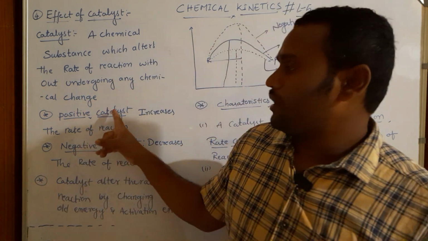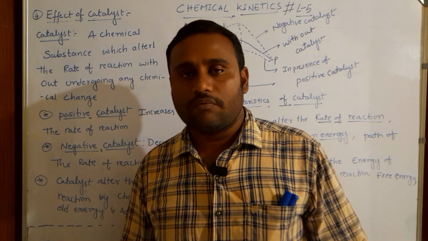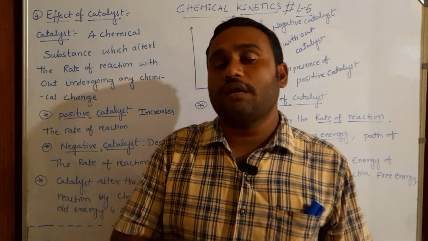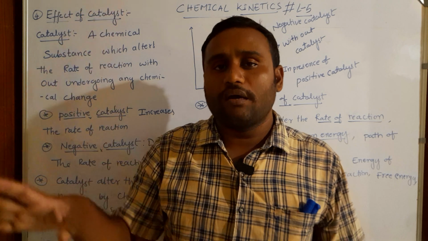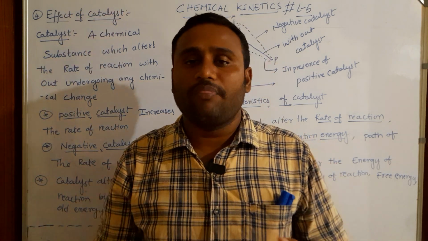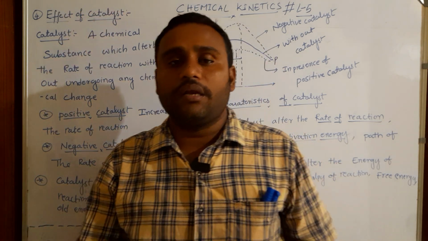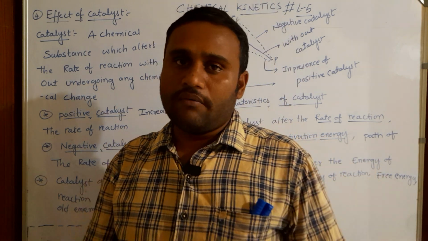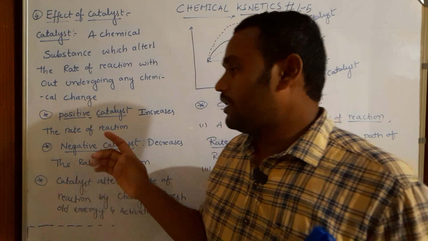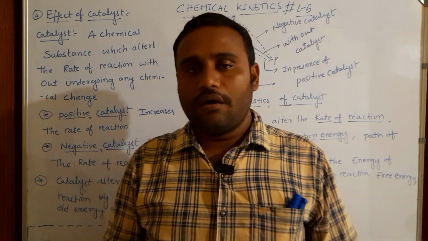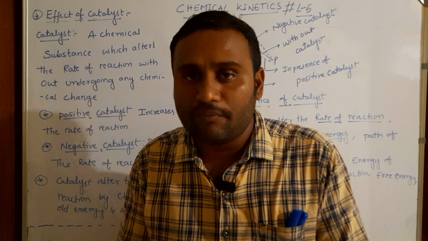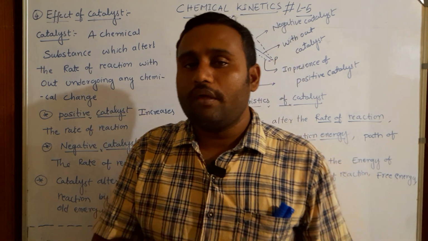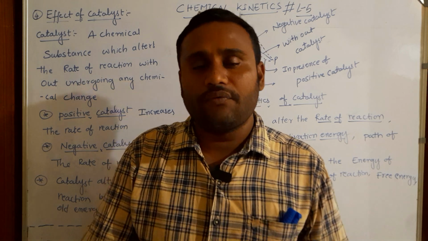So based on that, we have two types of catalysts. One is a positive catalyst. What is a positive catalyst? A positive catalyst increases the rate of reaction. It means within a short time it can give more amount of product, that is, an increase in the rate of reaction. Next, a negative catalyst decreases the rate of reaction, which slows down the conversion of reactant into product.